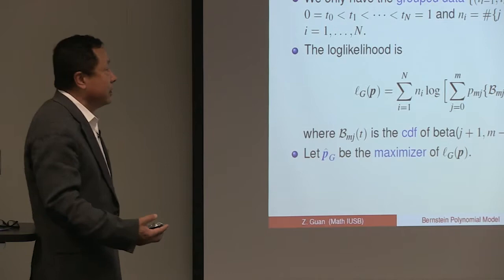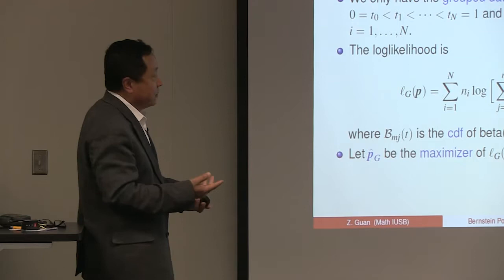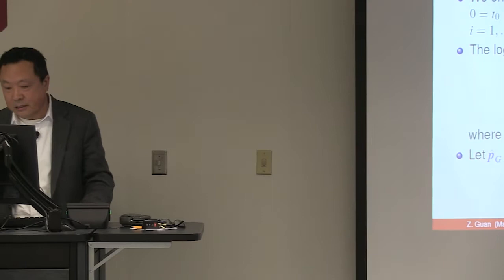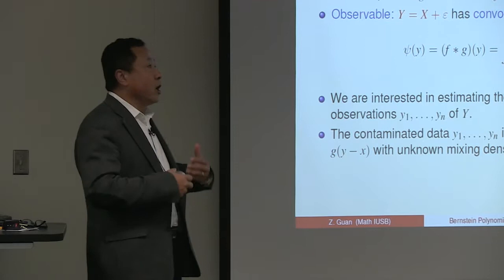For group data, this is like you have a histogram, then you want to find the density curve, right? But you have to, you can find a maximum likelihood method to draw the density curve, that will be preferred. Right? This is the way I handle this. Another application is, right, if the observation is contaminated, right?